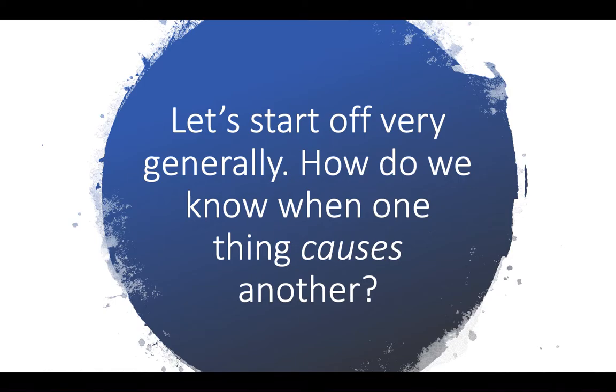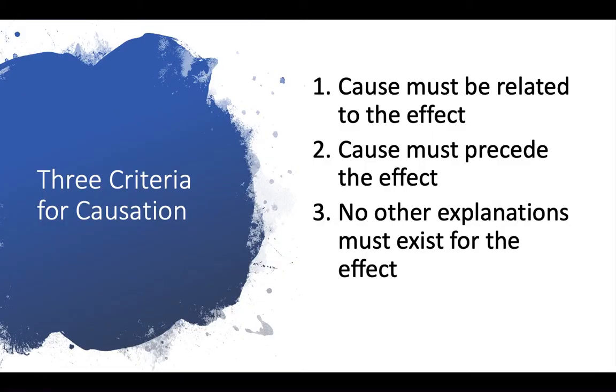Let's get back to some basics that we discussed pretty early on in the semester. So pretty generally, how do we know when one thing causes another? Well, luckily, we have 3 criteria for causation. First, our cause must be related to the effect. Second, the cause must precede the effect. And third, no other explanations must exist for the effect.